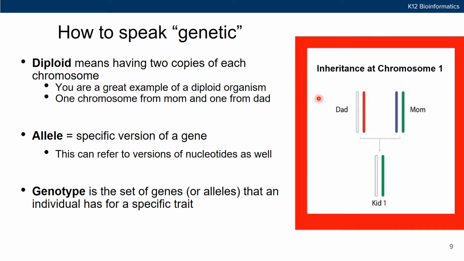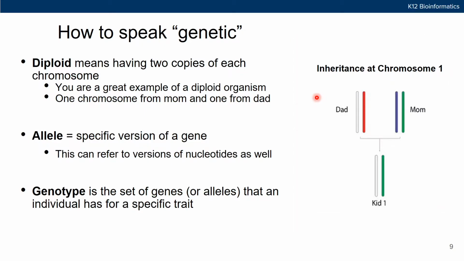Here we have inheritance at chromosome 1. At the top of our figure we have our parents, each with two sets of chromosomes. We have our dad on the left and our mom on the right. Now our dad has two different versions of chromosome 1. One is white, so let's have that be the white allele, and one is red. Let's have it be the red allele. And your mom has two different alleles of chromosome 1, being the blue and the green allele.